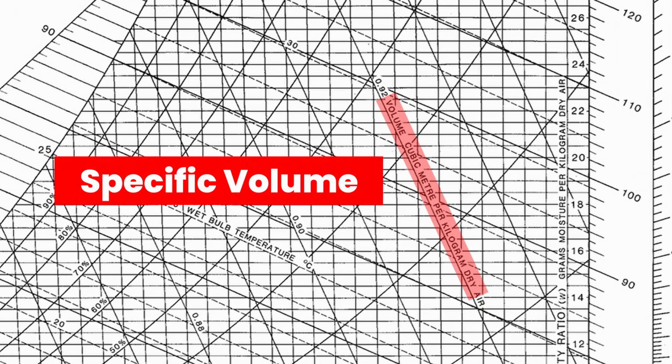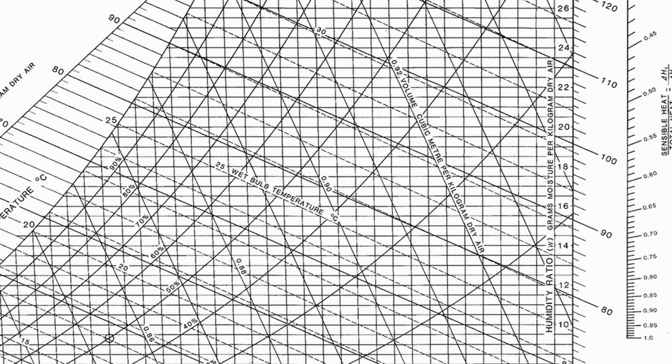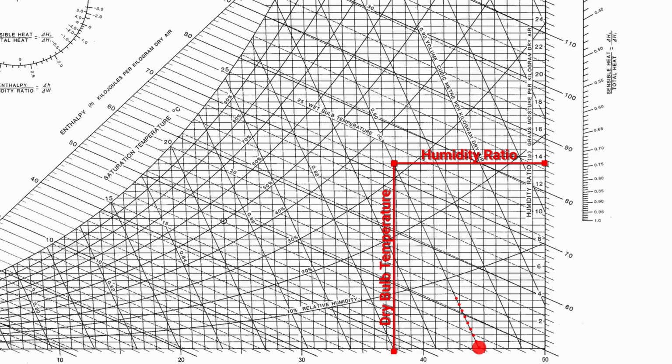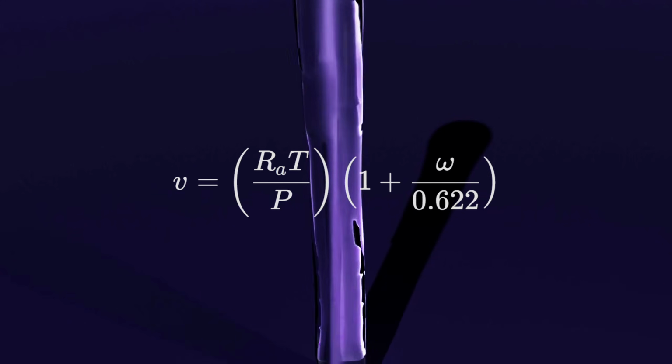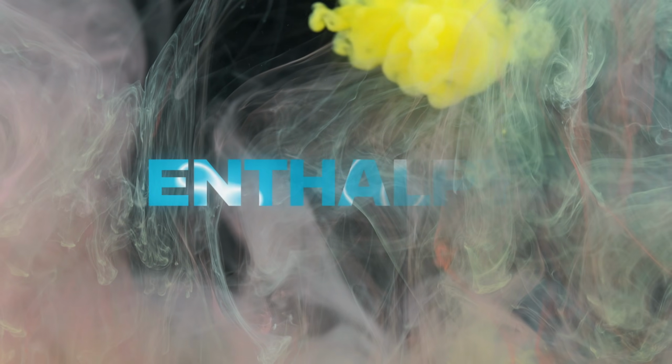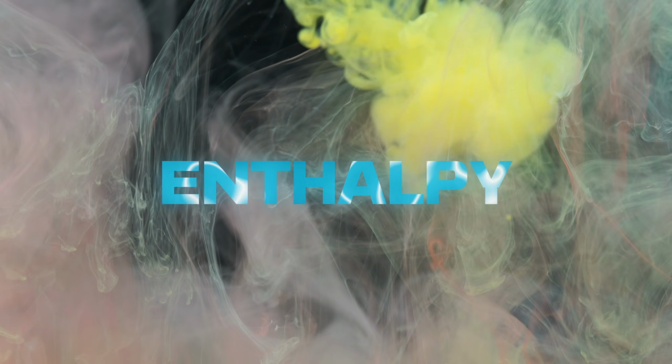The specific volume displayed on the chart refers to the volume occupied by water vapor per kilogram of dry air. This property is important in determining air density and is used in various calculations related to airflow and ventilation. Using the humidity ratio and considering air as an ideal gas, we can calculate the specific volume with a simple equation. Let's dive into the concept of enthalpy of air and how it's shown on the psychrometric chart.